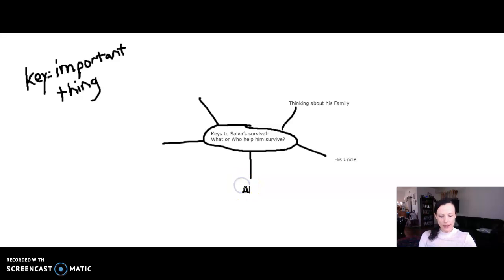Another key, some students said he was just lucky. He had good luck. Luck is one key to his survival, maybe. Other people said strong will. Just refusing to give up, right, was another key to his survival. What else do people say today? His intelligence. So there's not one right answer. There's not 5 right answers. Maybe you have a different idea than this.